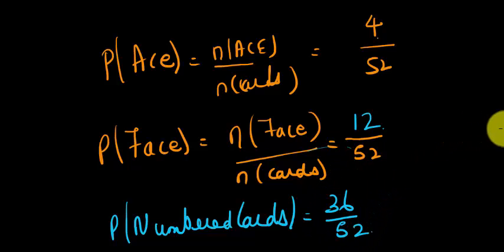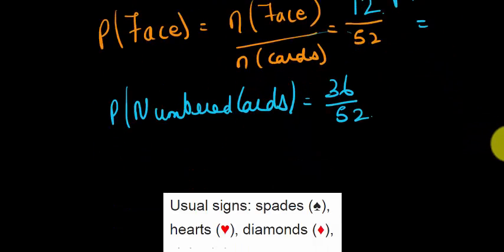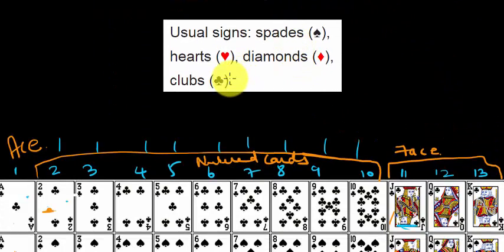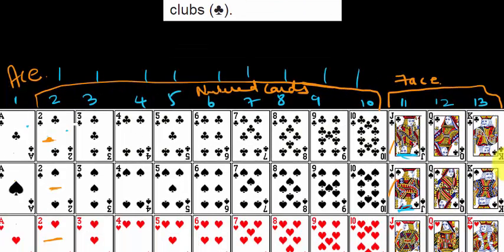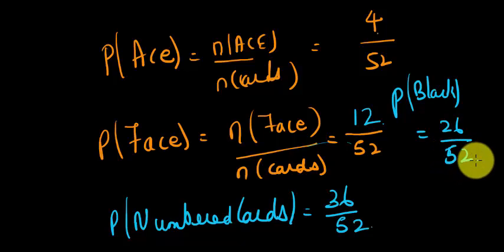Got it. And what's the probability of me getting a black card? I need to identify how many black cards are going to be there. I do know that spades and clubs are the types which are black, which means 13 plus 13, which is 26. 26 divided by 52. So that's the probability.